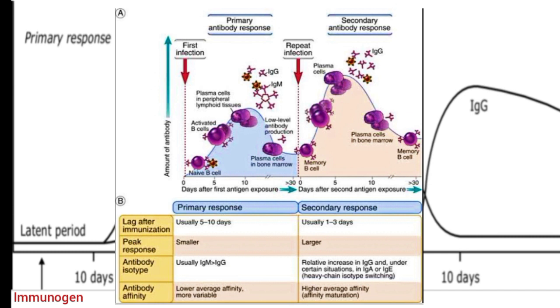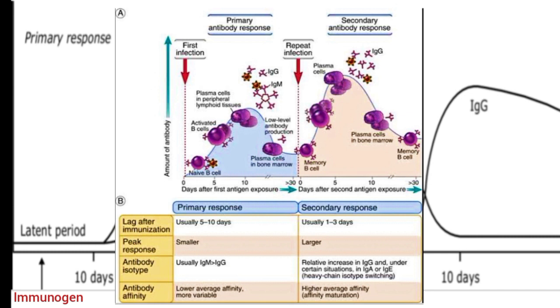In the primary response, the first class of antibody detected is generally immunoglobulin M, and then immunoglobulin G or other antibody classes, and it may be IgE or IgA.